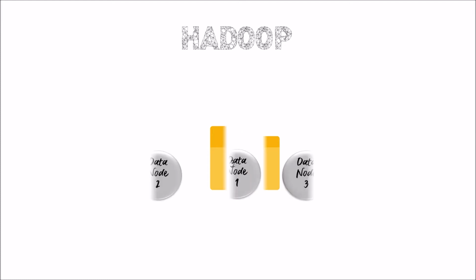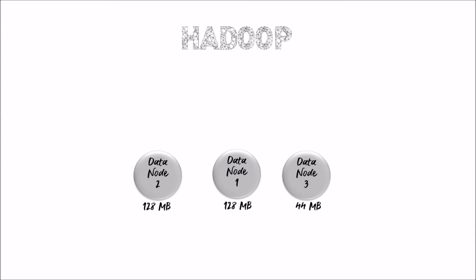Before we delve deeper into Giraph and graph processing, we first need to know how Hadoop and the Hadoop Distributed File System, HDFS, works. In a scenario where we have a file of 300 MB and we want to store it in HDFS, it will be divided by the block size and stored on multiple data nodes. In this scenario, the block size will be the default value of 128 MB.